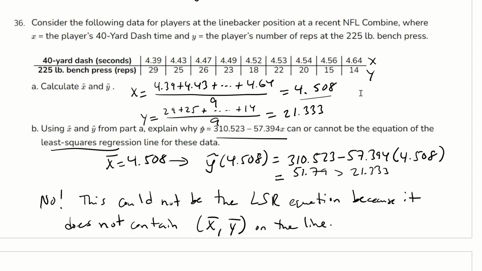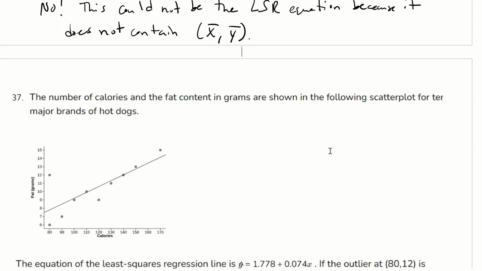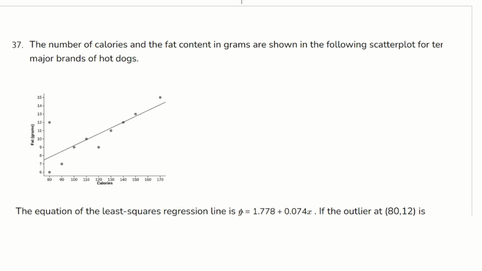Or yeah, because it does not contain x bar, y bar. We can just say that. It does not have x bar, y bar. All right. Okay, so that's a good point to make right there.